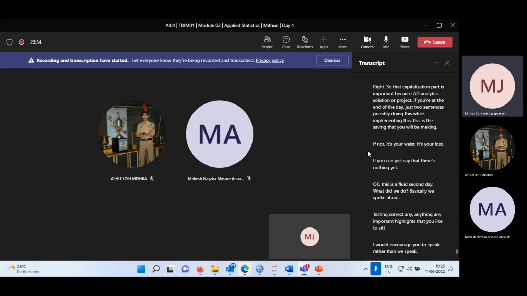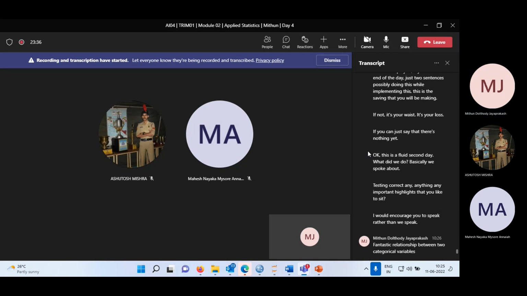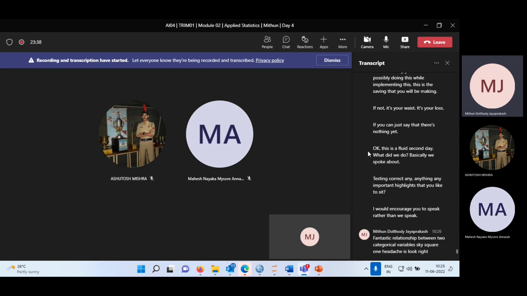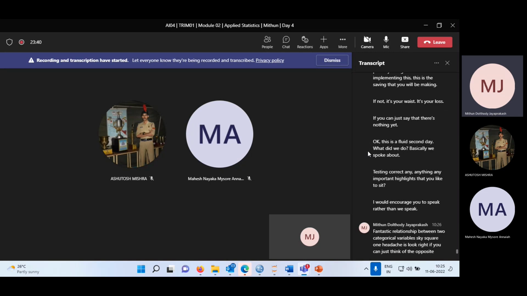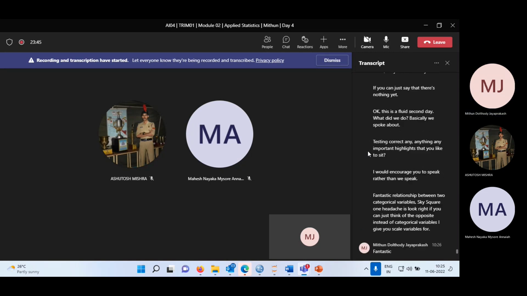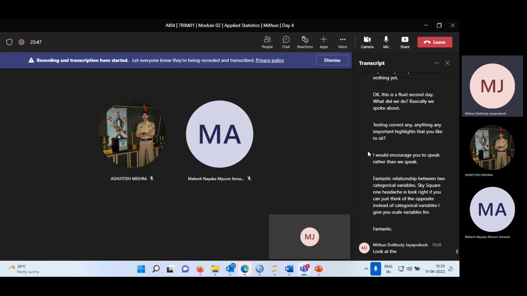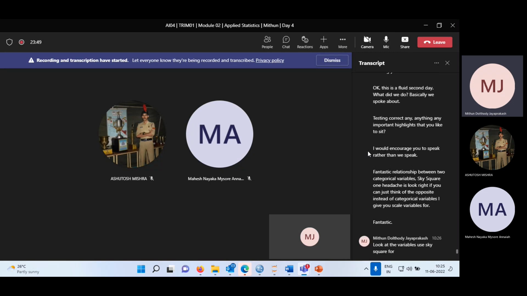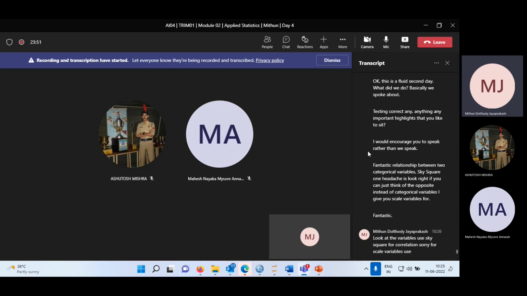Fantastic. Relationship between two categorical variables: chi-square. One headache is over, right? Think of the opposite: instead of categorical variables, I give you scale variables. What will you do? Fantastic. For categorical variables, use chi-square. For scale variables, use correlation. One example can you give?